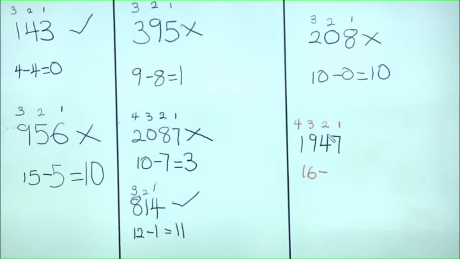Minus, let's check the digits at the even places. We have 4 and then 1. So 1 plus 4 is 5. So when we subtract 5 from 16, we will get 11. Therefore, let's check if 11 is divisible by 11. Yes. When we divide 11 by 11, there will be no remainder. Therefore, 1947 is divisible by 11.